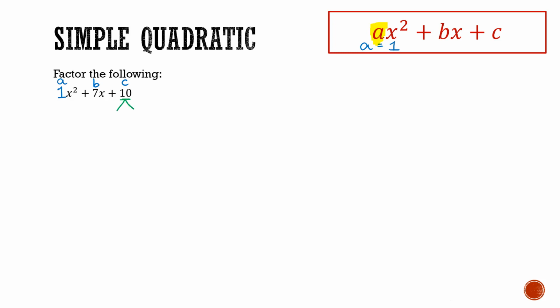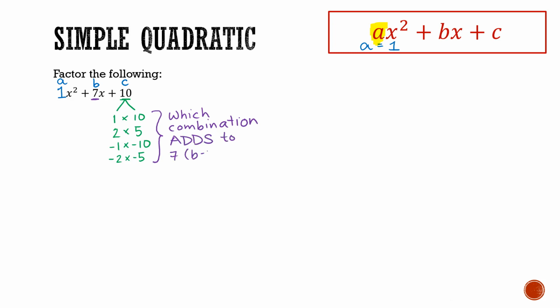First, we're going to focus on this constant at the end, this 10 or c term. We're going to come up with all the combinations of numbers that multiply to get this 10 value. There's 1 times 10, 2 times 5, -1 times -10, and -2 times -5.